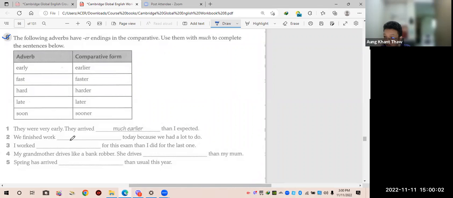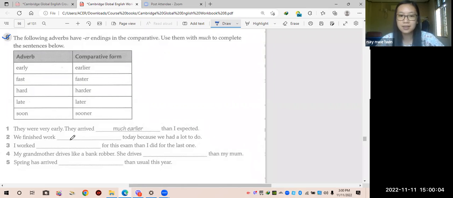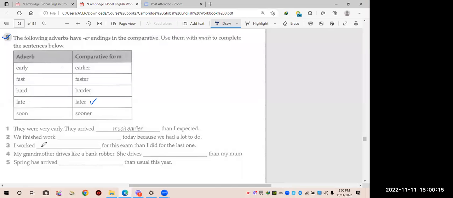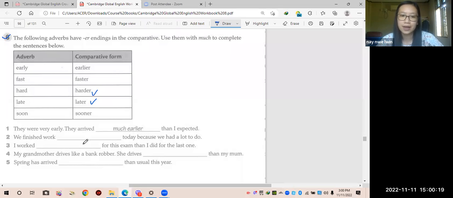We finish work much later today because we have a lot to do. Much later, this one, right? And I worked harder for this exam than I did for the last one. So I work much harder, correct? Much harder for the exam.